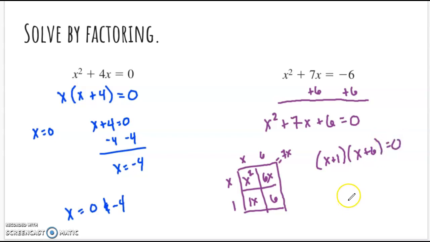And using my zero product property, I know I have to set each of my factors equal to 0 to figure out what my solutions are. So I'm going to subtract 1 from both sides of my equal sign, x equals negative 1. Subtract 6 from both sides of my equal sign, x equals negative 6. Again, check your work by using technology, hop onto Desmos, graph it, see what you get.